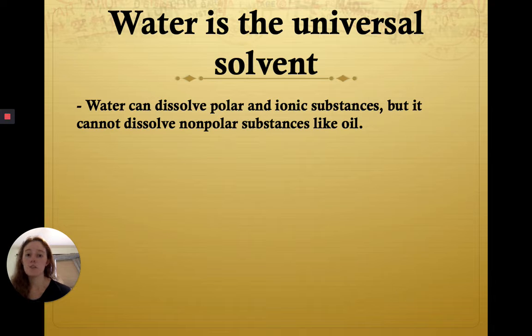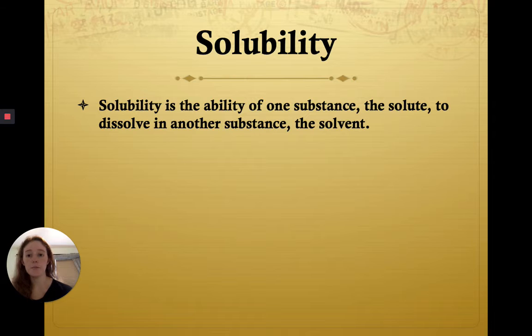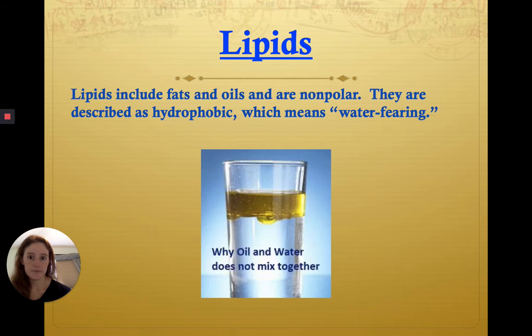So water can dissolve polar substances and ionic substances, but it cannot dissolve the fats, which are considered non-polar substances. This is like oil. Solubility is the ability of one substance, the solute, to dissolve another substance, the solvent. Now we're talking about some lipids here. Lipids are fats, they're oils, they're non-polar. They're described as hydrophobic, which means that they are afraid of water. The prefix hydro means water, phobic is a fear.